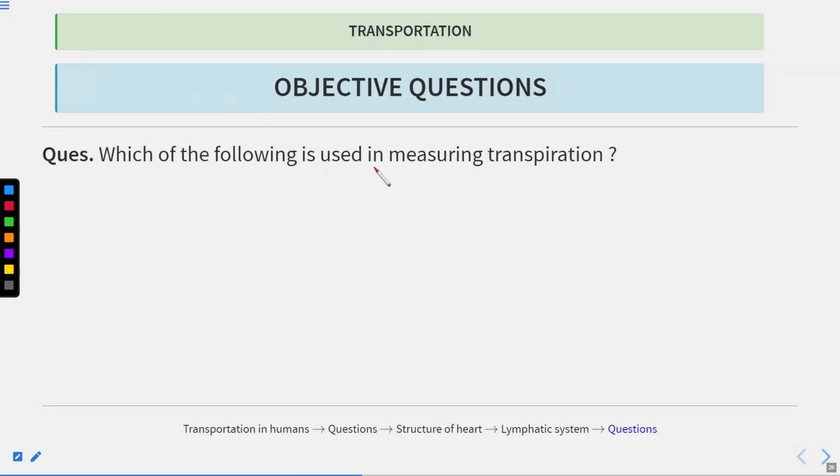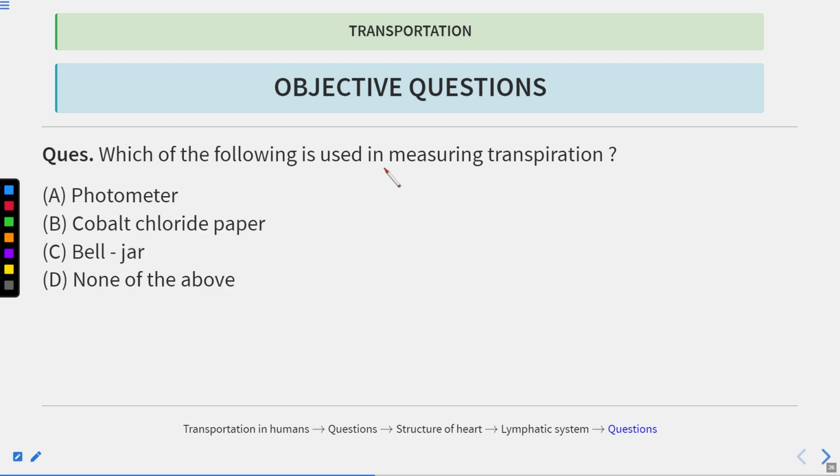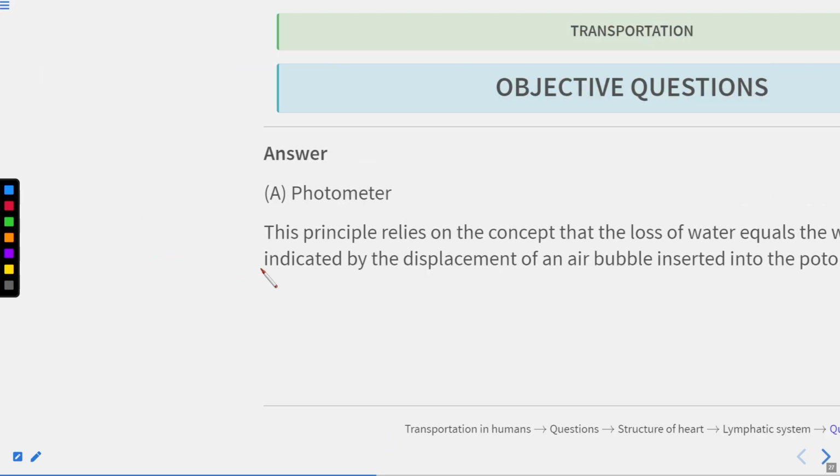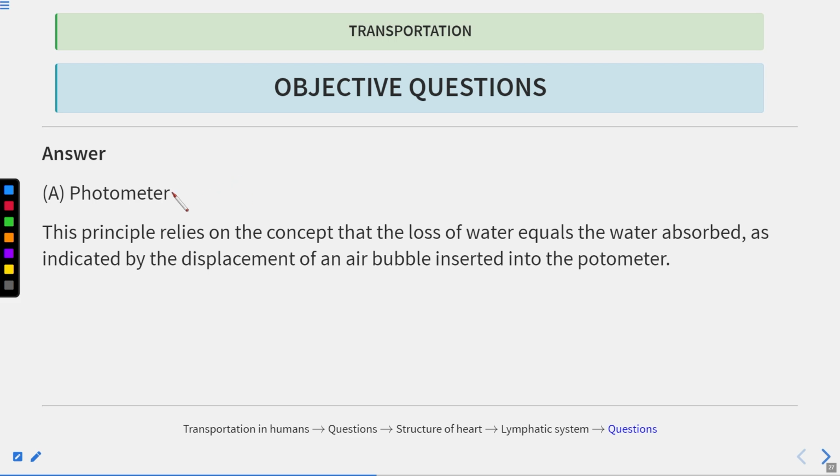Now, which of the following is used in measuring the transpiration? So what is the method for measuring the transpiration rate? First option is photometer, second option is cobalt chloride paper, third option is bell jar, and fourth option is none of the above. Now let's have a look at the answer here. So the answer is photometer. The photometer is the device which is used to measure the transpiration.